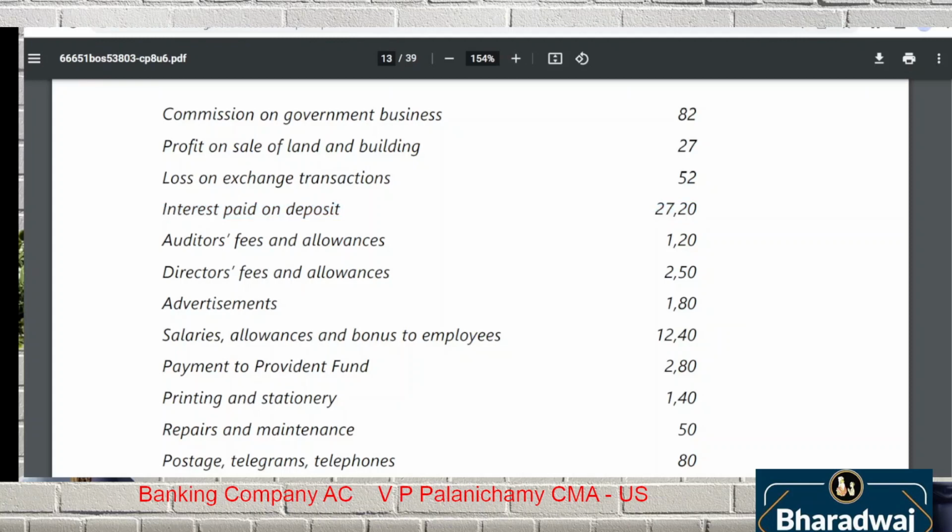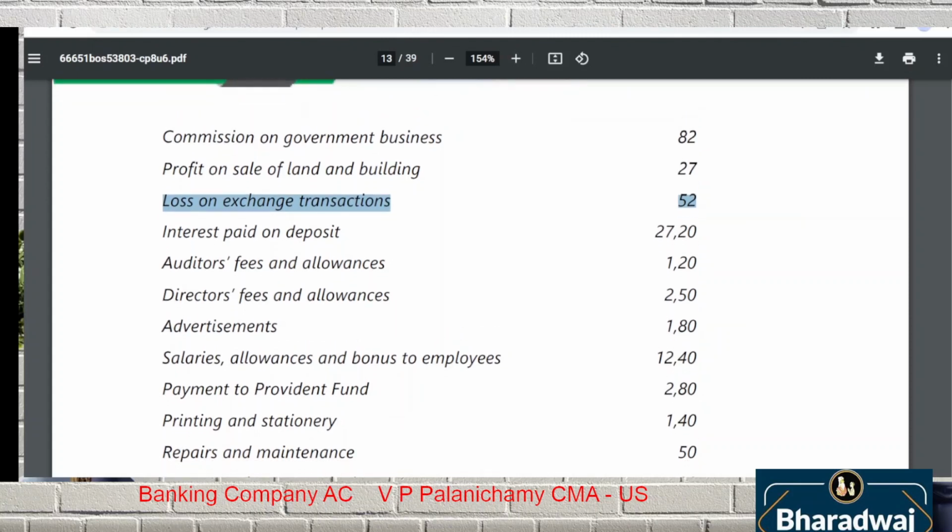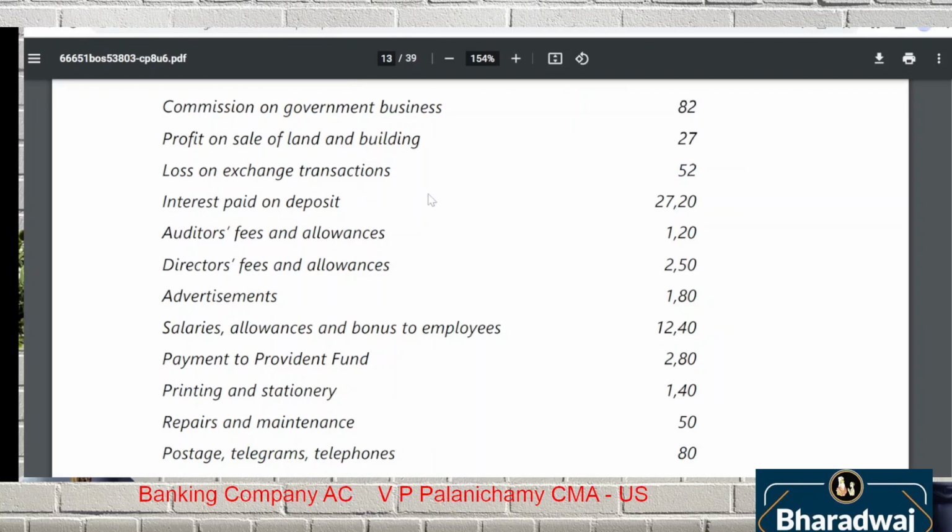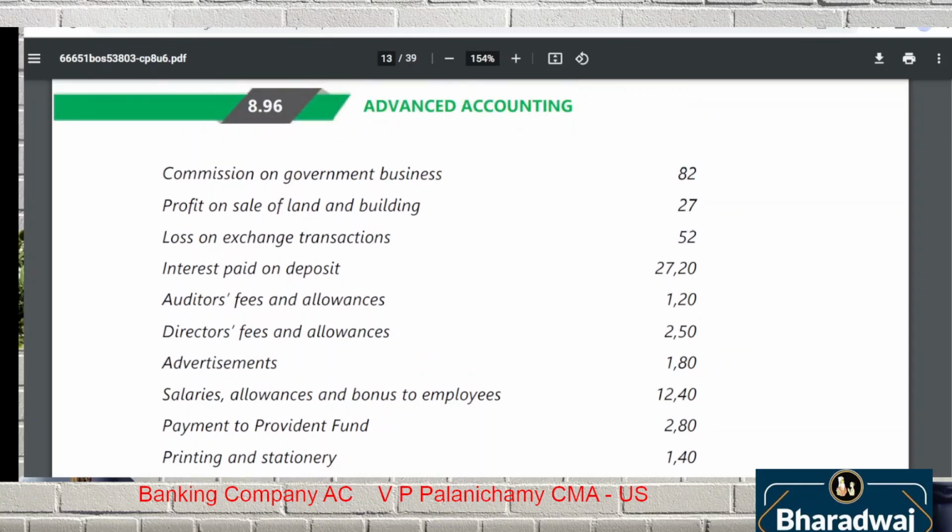Interest paid on deposit, 15. Auditor's fee is direct. See, profit on sale you will add to 14, and loss on sale you will, what? Reduce it from 14. It cannot be shown in Schedule 16. It is not an operating expense. So that will come in 14 as a minus figure.